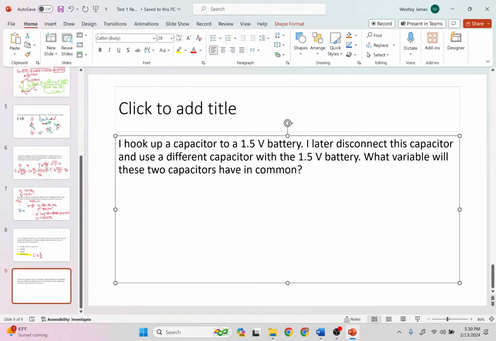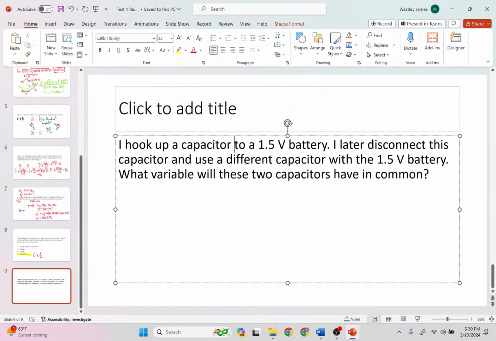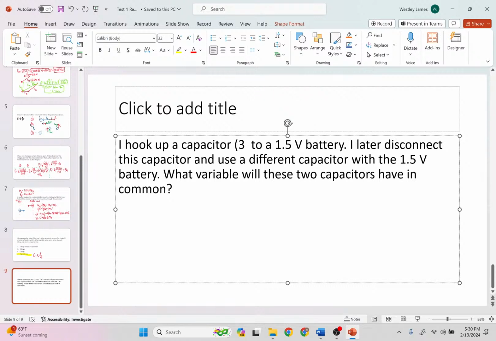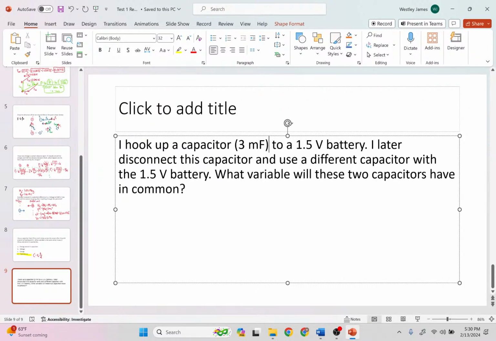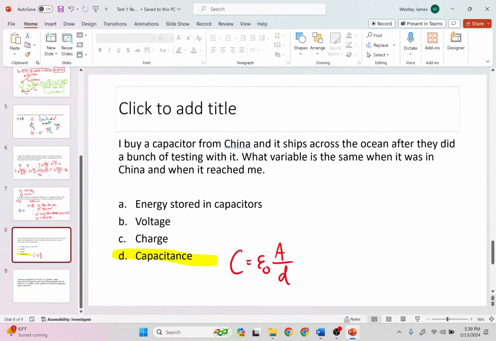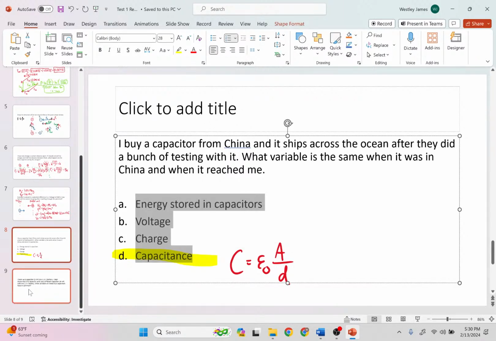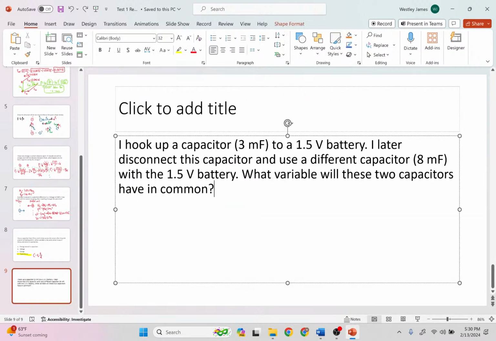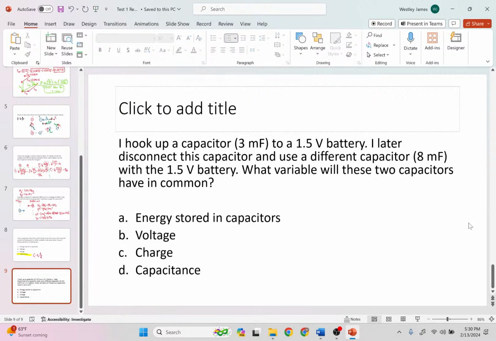So I hook up some capacitor. Let's just make up a number for it. It's a 3. I don't want to find the symbol for micro, so it's getting milli: 3 millifarad. This one will be 8 millifarad. Same options. Will the energy stored be the same? Will the voltage be the same? Will the charge be the same? Will the capacitance be the same?